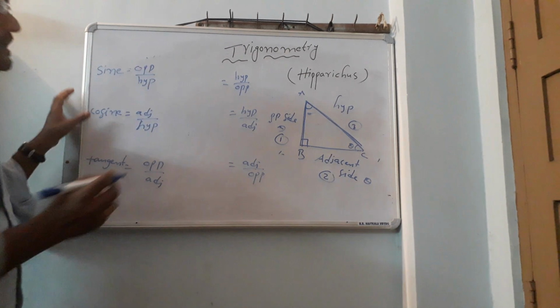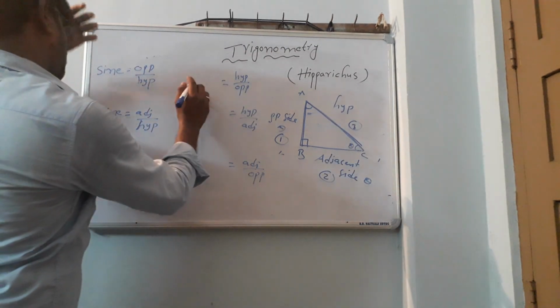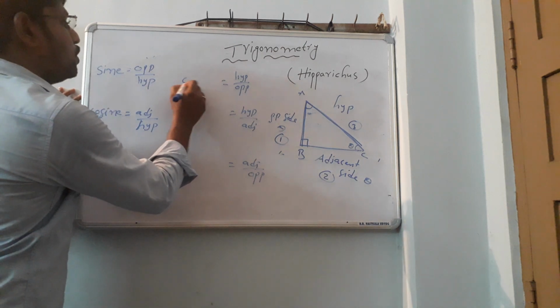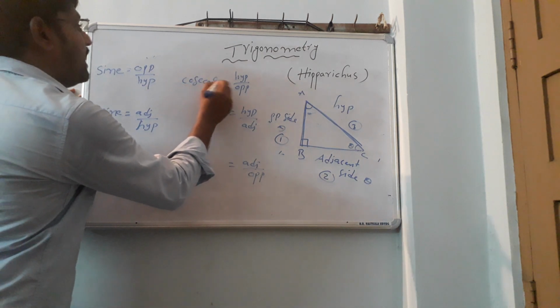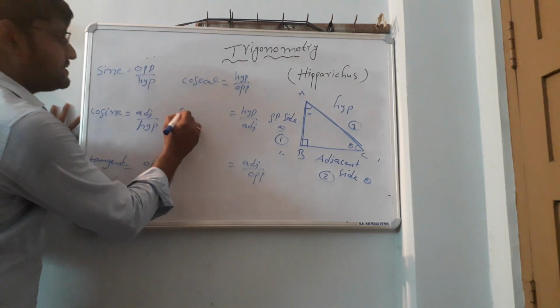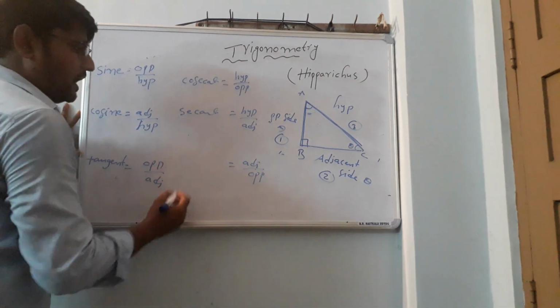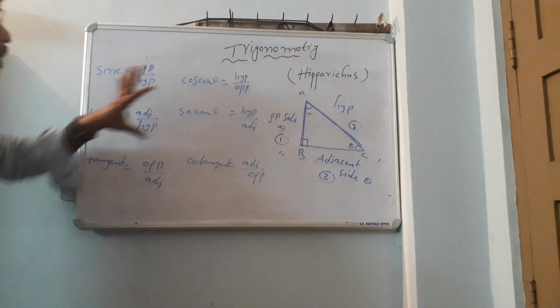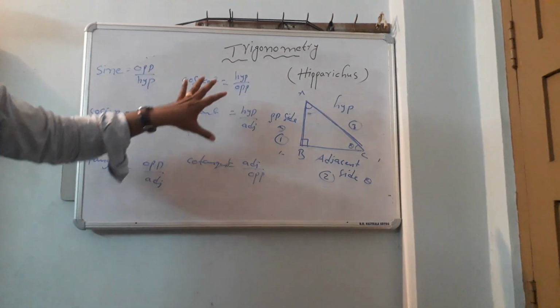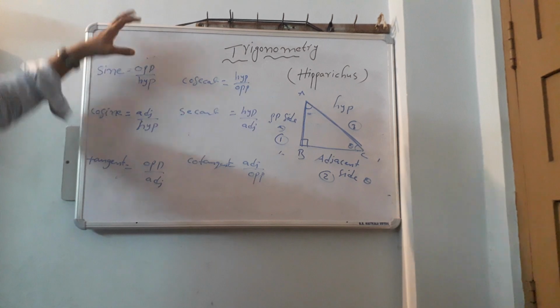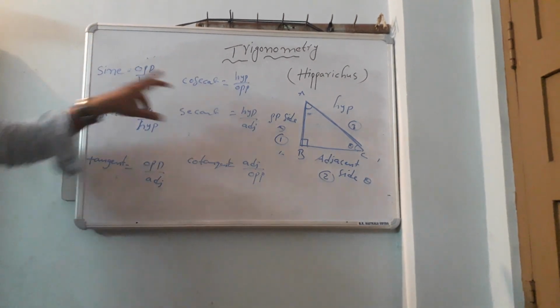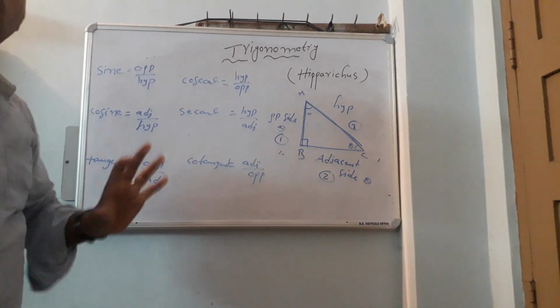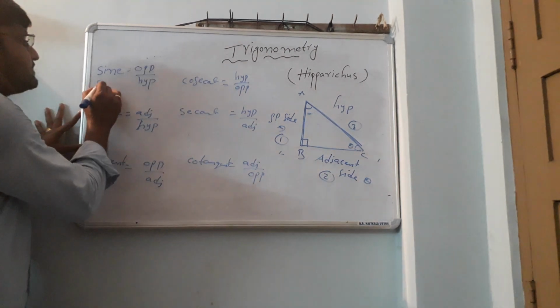And the fourth one is cosecant. And the fifth one is secant. And this is cotangent. So he kept a total of 6 ratios, and Hipparchus kept 6 names: sine, cosine, tangent, cosecant, secant and cotangent.